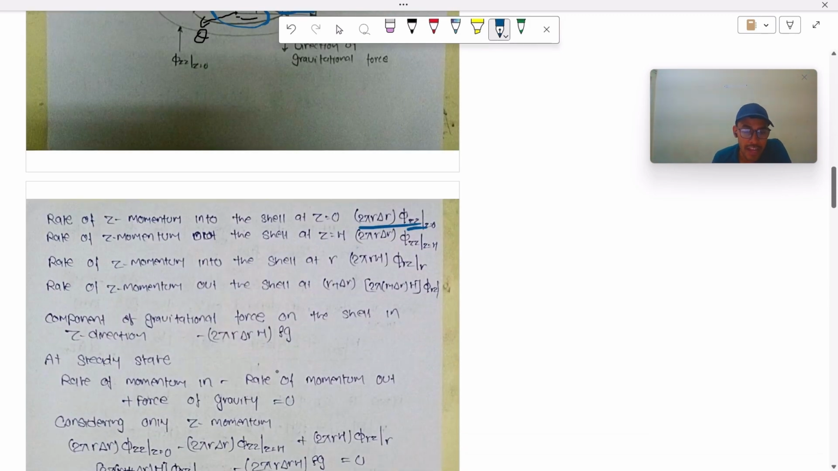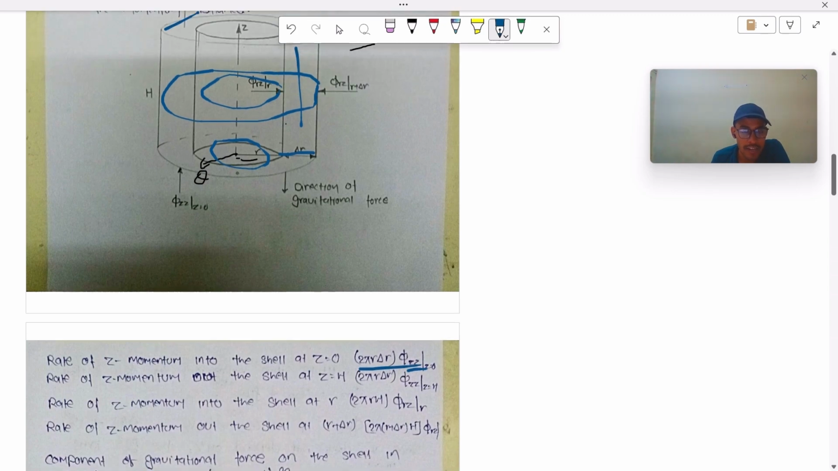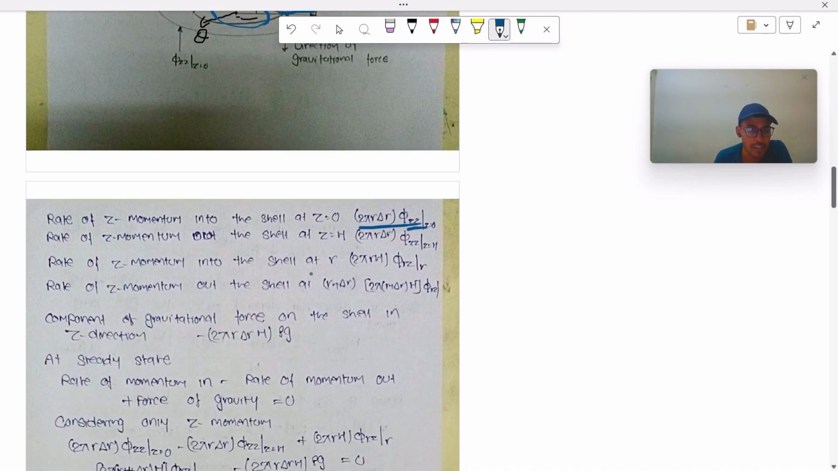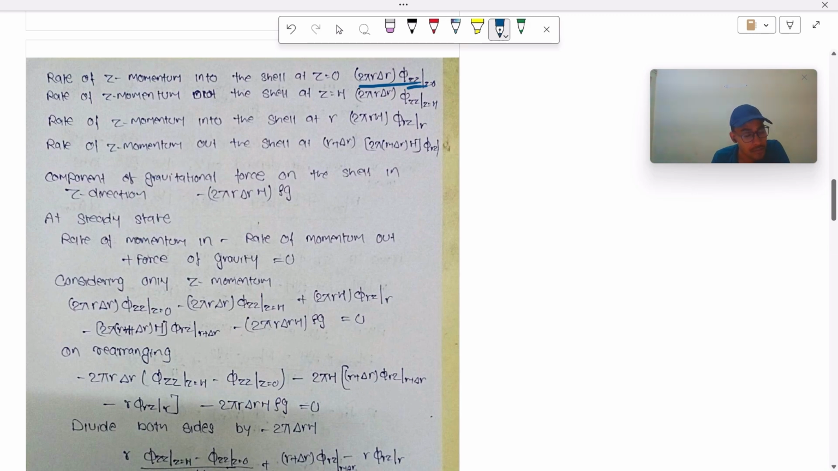We have taken it as negative because the z direction is positive upward, and the direction of gravitational force is downward. So that's why we have taken it negative. So now writing the cell momentum balance at steady state, which is given by rate of momentum in minus rate of momentum out plus force of gravity is equal to 0.